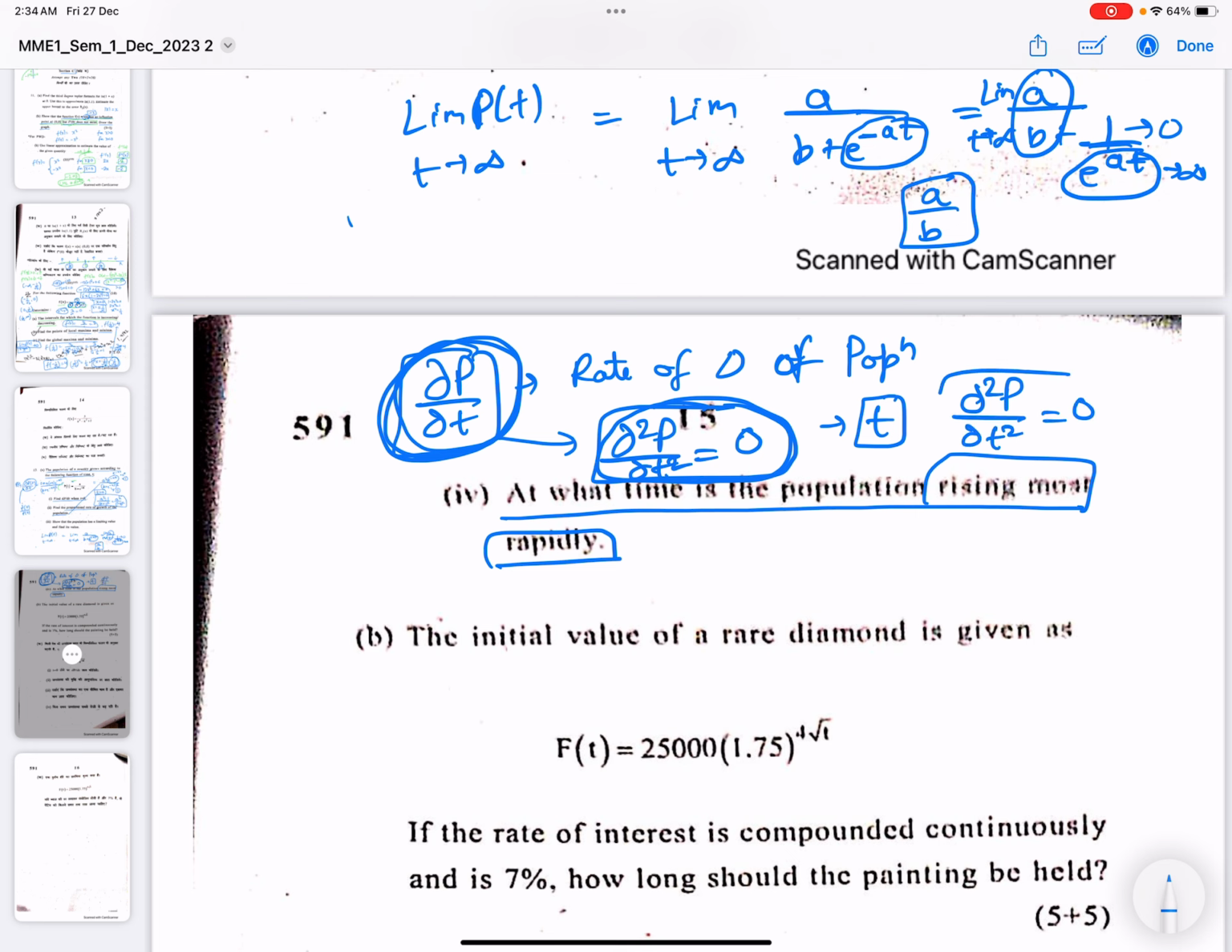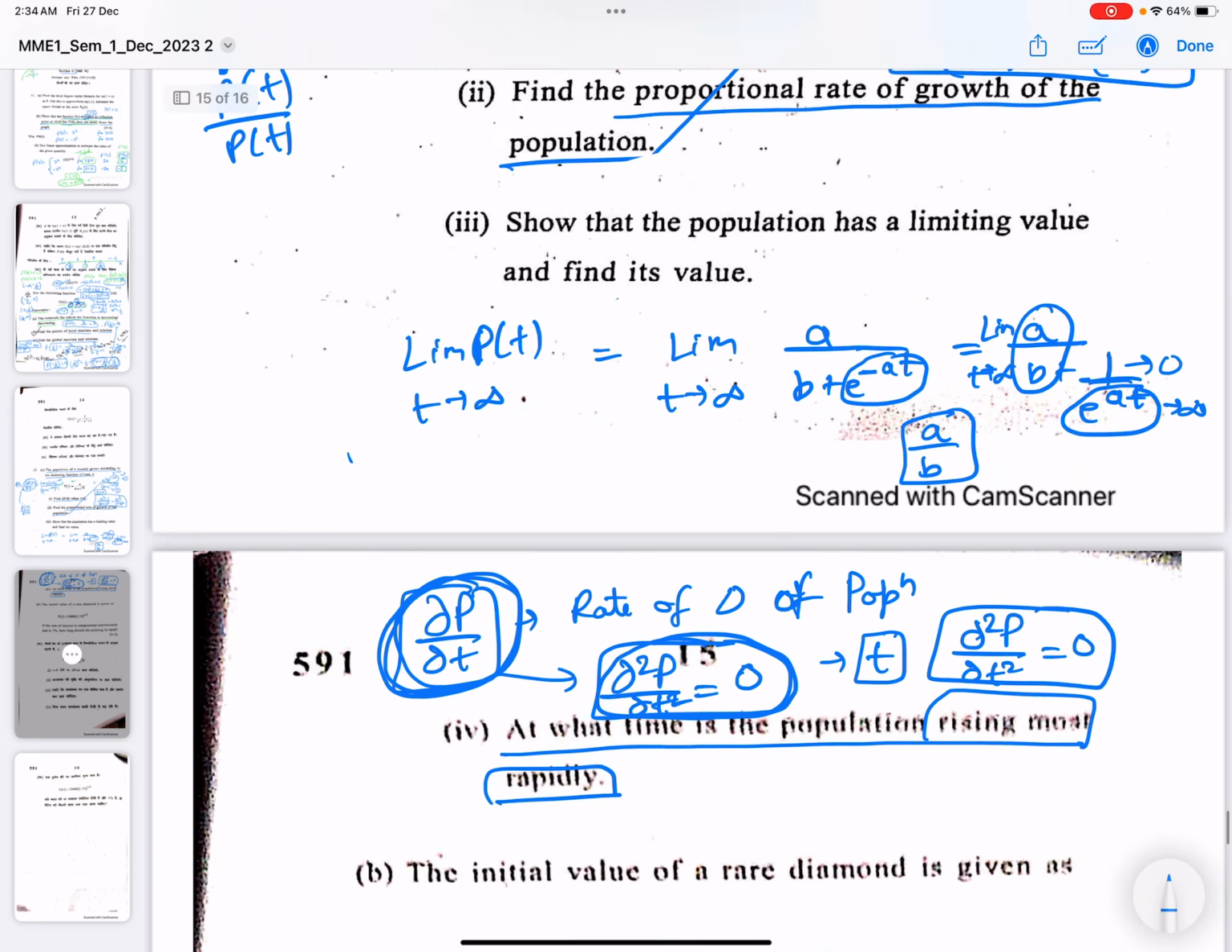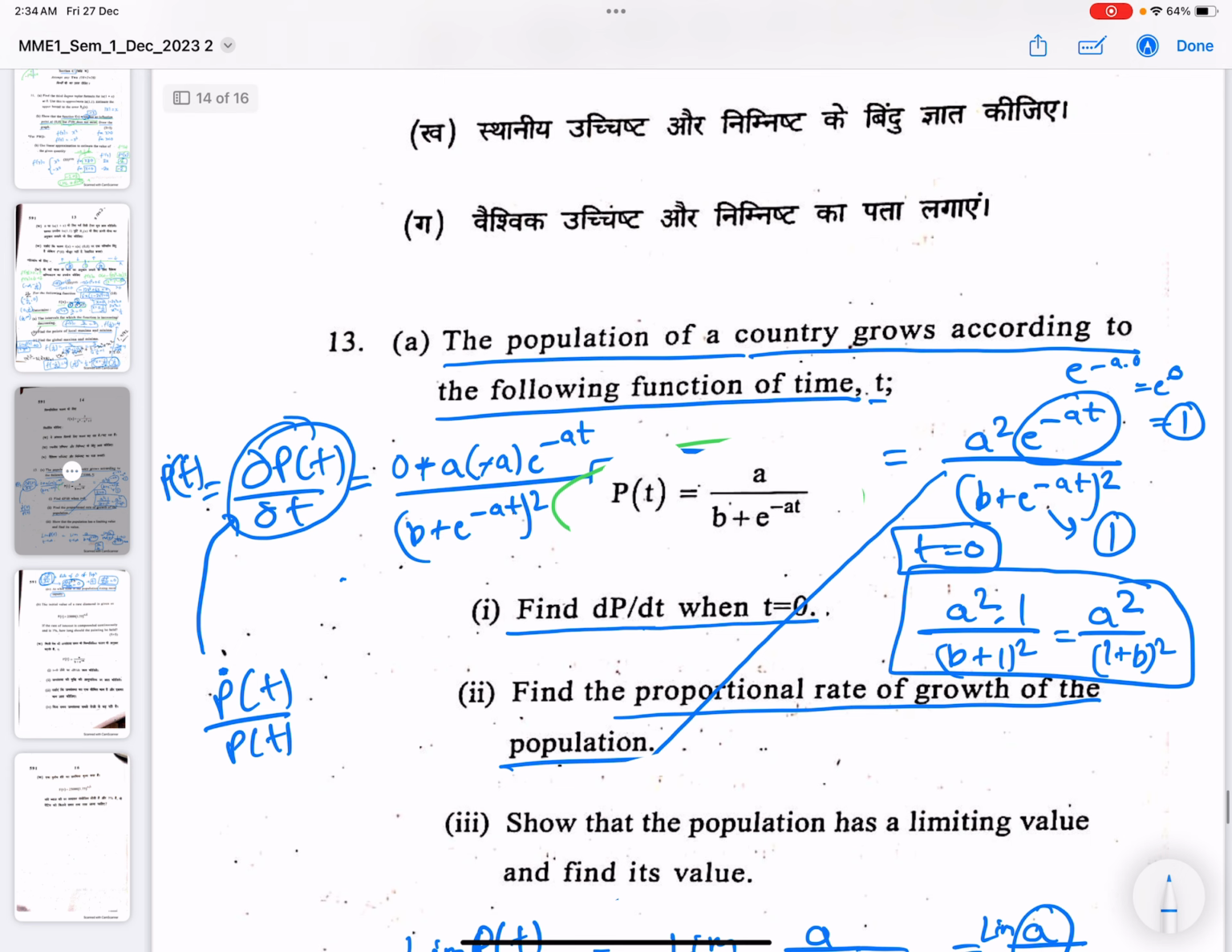Okay, this is the basic calculation only. We have ∂P/∂t. You need to differentiate it again, and then you would be able to find the value.